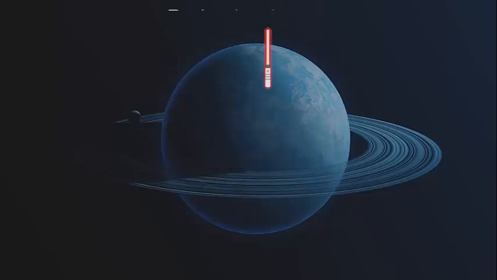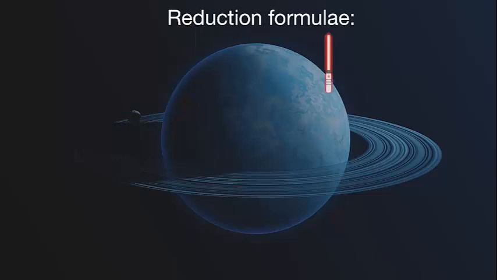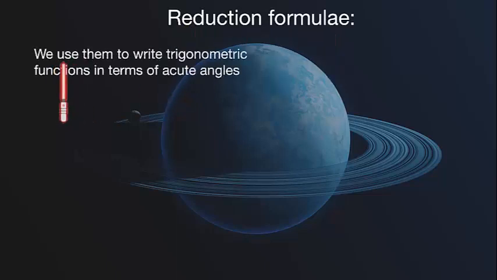In today's lesson, we're having a look at reduction formula. Now we use reduction formula to write trigonometric functions in terms of acute angles. Now I feel this is quite an important lesson to do because we do not want to confuse reduction formula with compound identities. Now let's have a look what I mean.